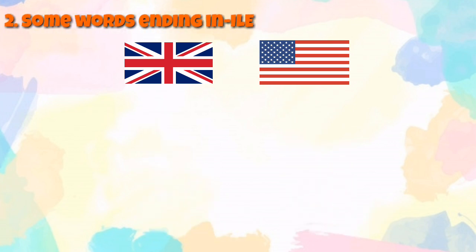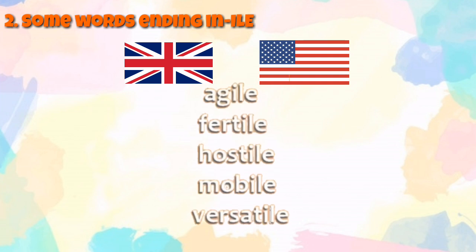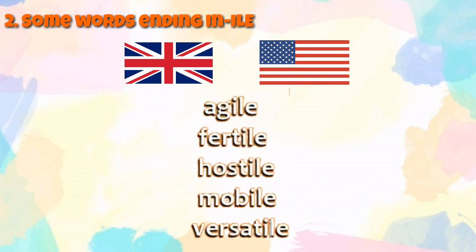Some words ending in ILE are different in British and American English. Agile, fertile, hostile, mobile, versatile.